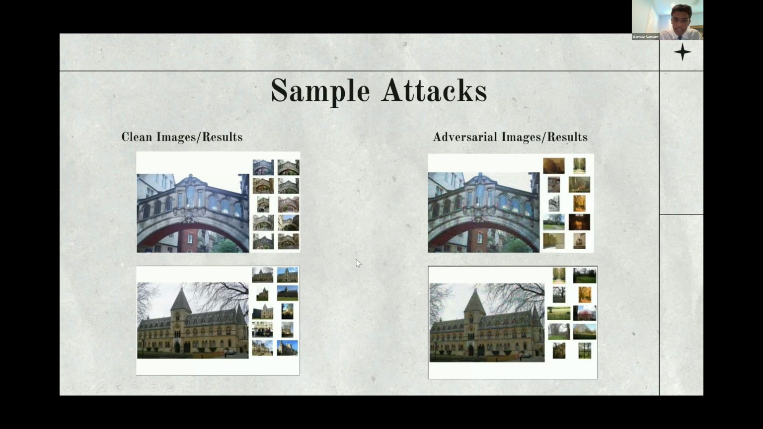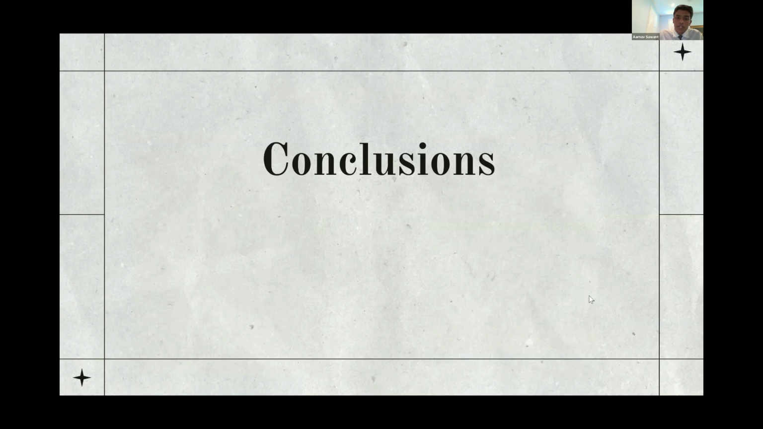Here's a couple sample attacks. As you can see on the left, we have our clean input image without adding any noise, and all the retrieved images basically resemble the same image. And then by adding our noise to the input image, we can see that we affect the relevancy, getting completely irrelevant images back. So now we move on to the conclusion.